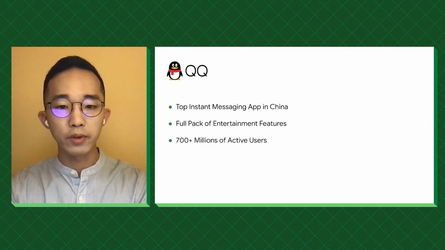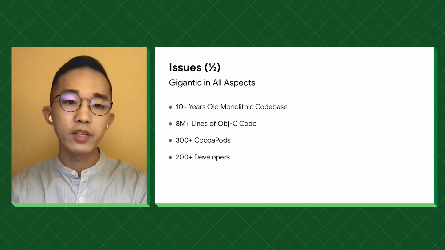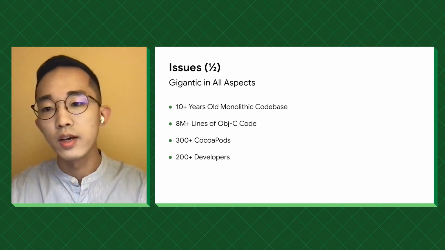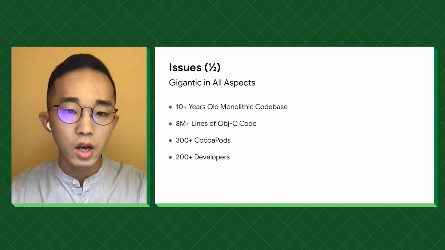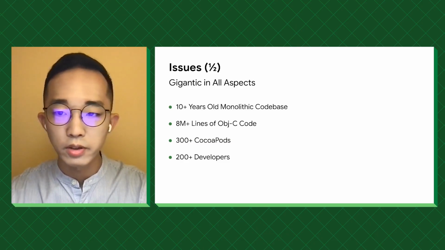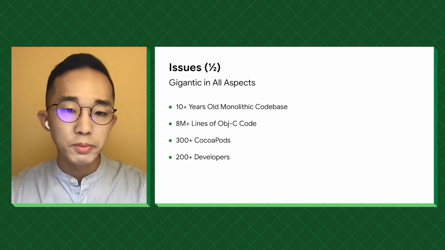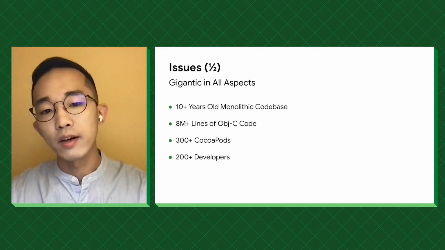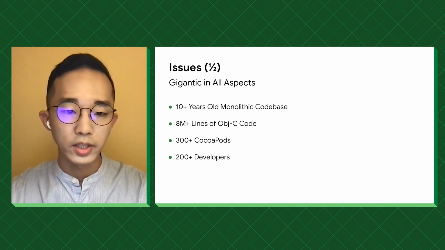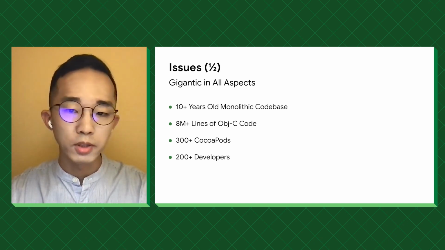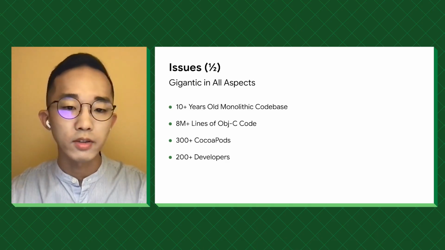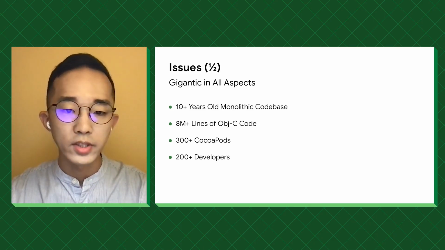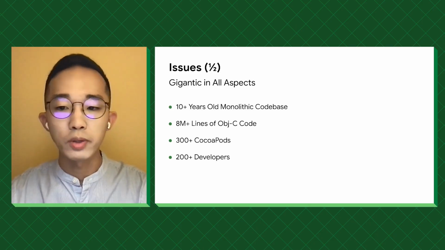So why do we need this migration? First, because of size. The first version of QQ for iOS was released in 2008. Over the last decade, it has grown to over 8 million lines of first-party code. To make all cool features possible, QQ uses over 300 second and third-party dependencies. Right now, over 200 engineers are working on the project. To make cooperation possible, we have put lots of effort in writing docs and improving workflows. However, navigating through a large code base like this is still challenging, not to mention building and testing.